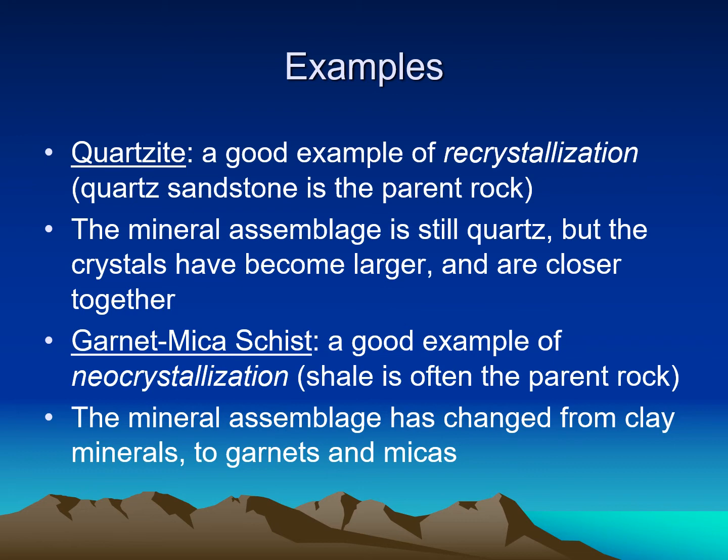Okay, third bullet there, garnet mica schist. So this is my favorite example of neocrystallization. Again, you start with shale, which is just clay minerals, and the clay minerals get destroyed in this process, and instead you form muscovite mica, biotite mica, and perhaps garnets.